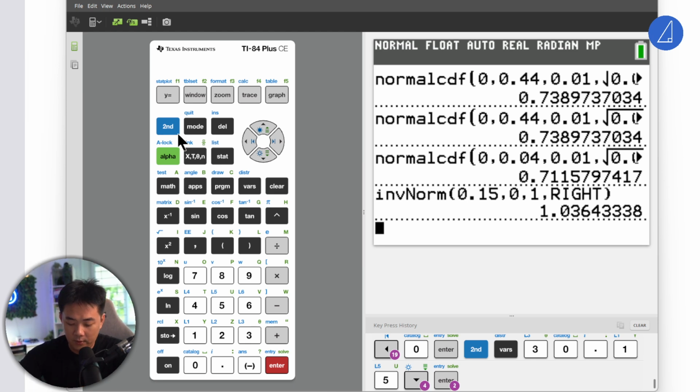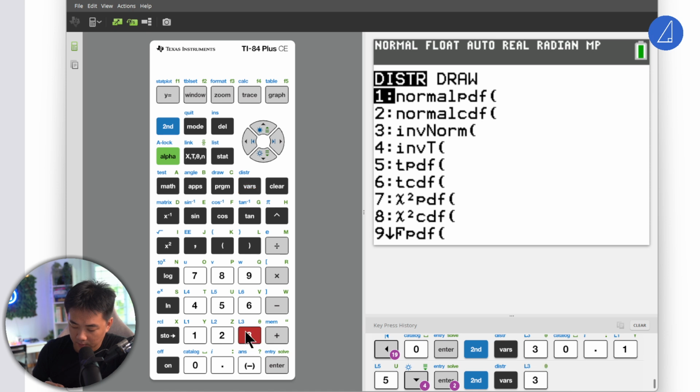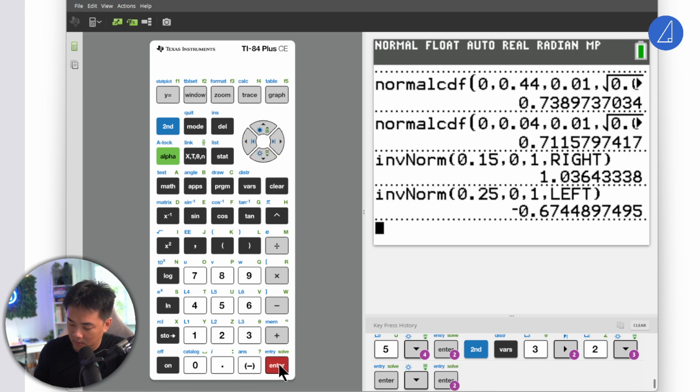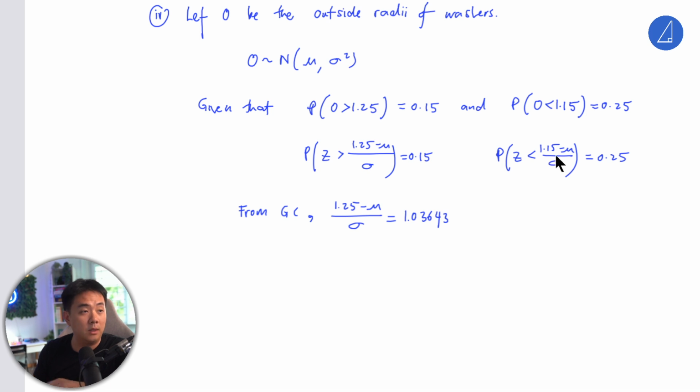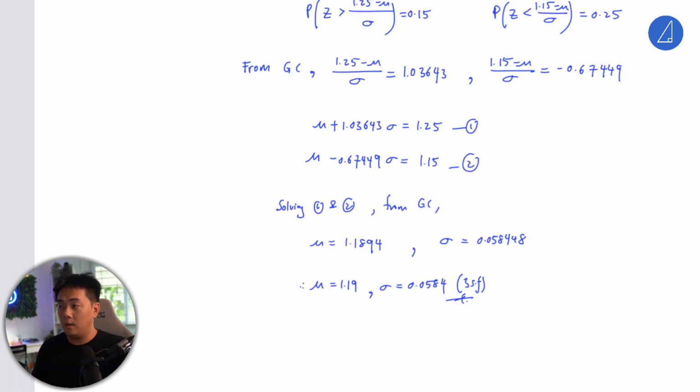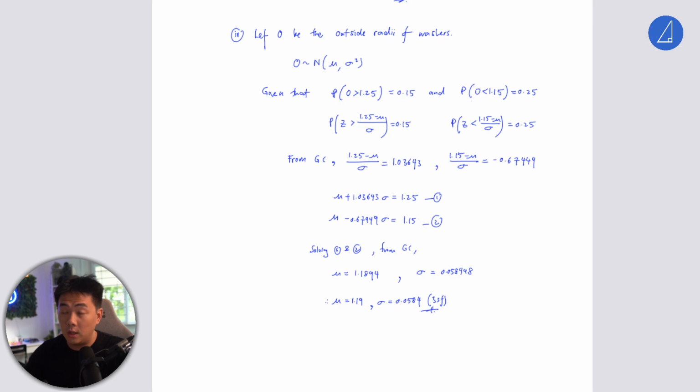Then do the left side with inverse norm. Left side 25%, you get this boundary here, negative 0.67, which will be the boundary on the left. Then key in the calculator, using GC to solve equations 1 and 2. That's how you solve this question. If you have any questions at all, please do let us know, and I'll see you in the next question.